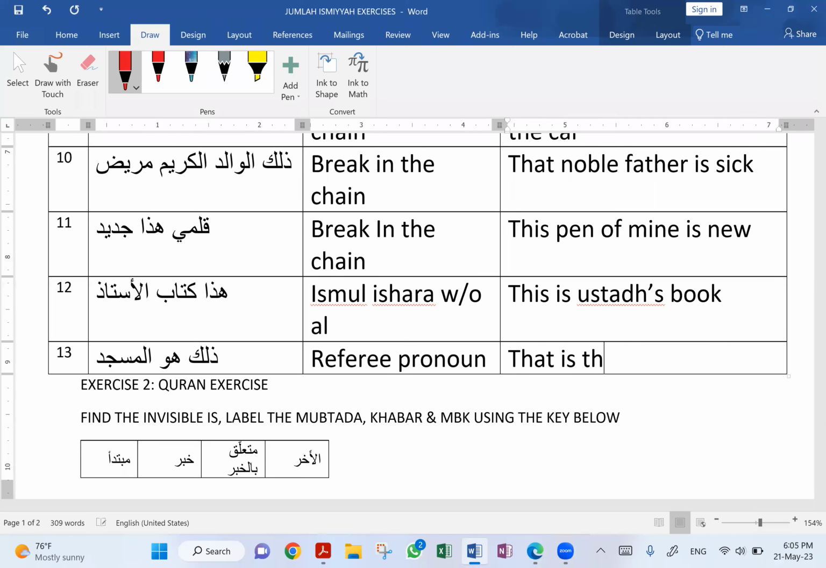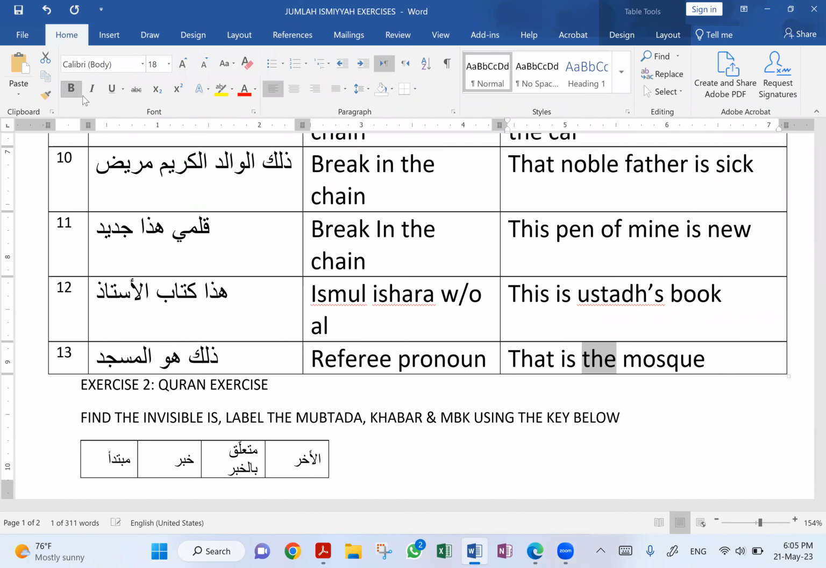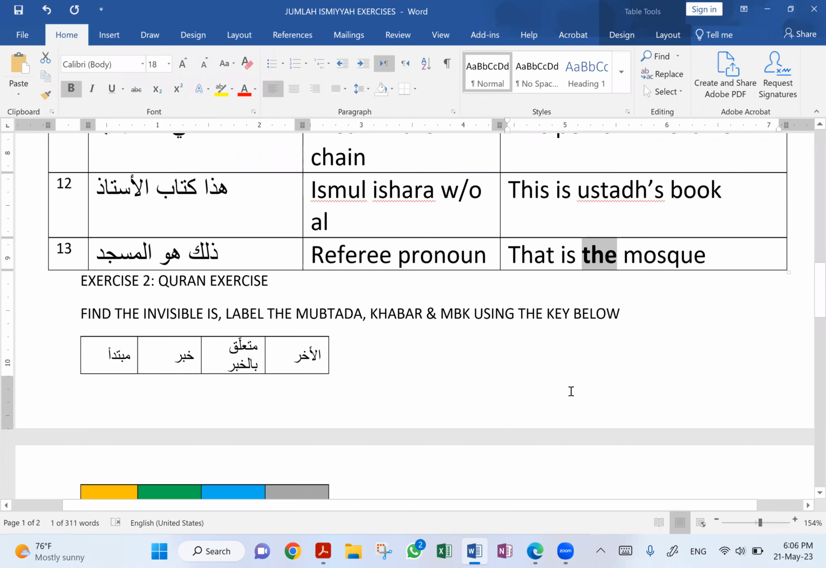That is the mosque? Yes, that is the mosque. And of course, we know Damir al-Fasl, there's some emphasis. So maybe we can make this bold, like that is the mosque. Maybe you're talking to somebody and they tell you, no, that is the mosque. That's the one we were talking about. So, sort of like some emphasis there.